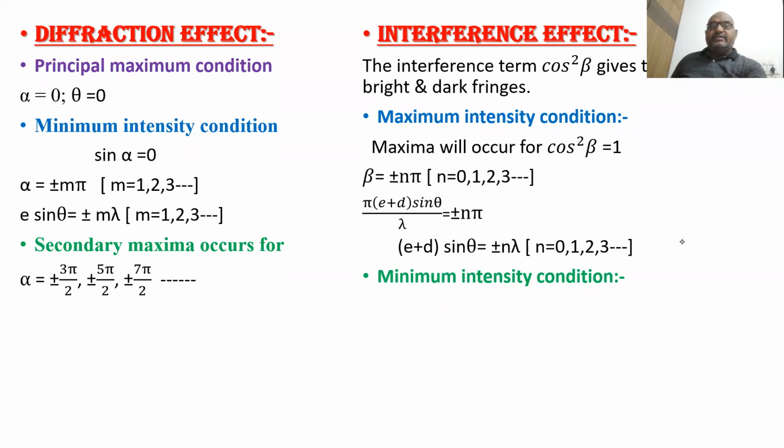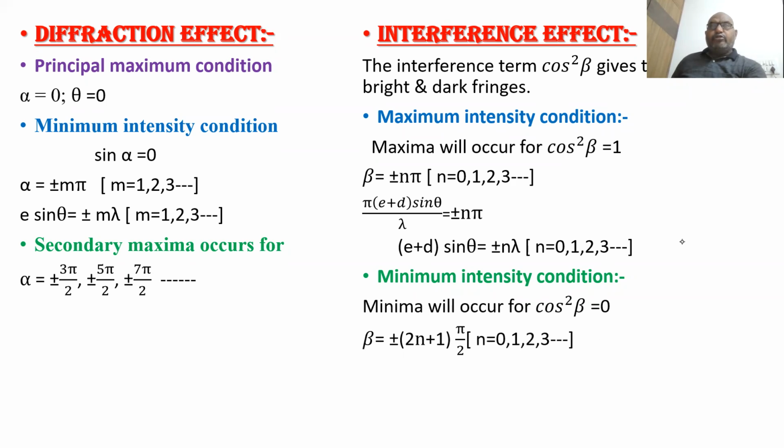And the minimum condition is when cos square beta is equal to 0, then beta is equal to plus or minus (2n plus 1) pi by 2. So where n is equal to 0, 1, 2, 3, and so on, (e plus d) sin theta is equal to plus or minus (2n plus 1) lambda by 2.